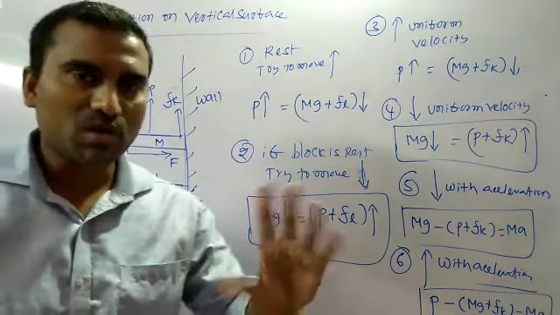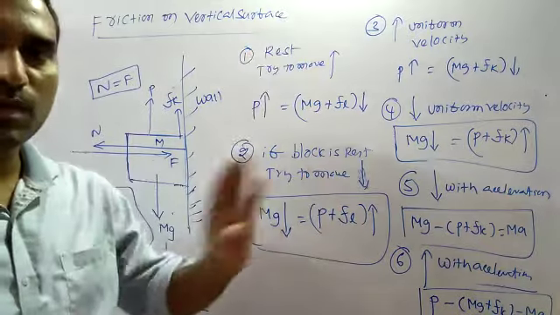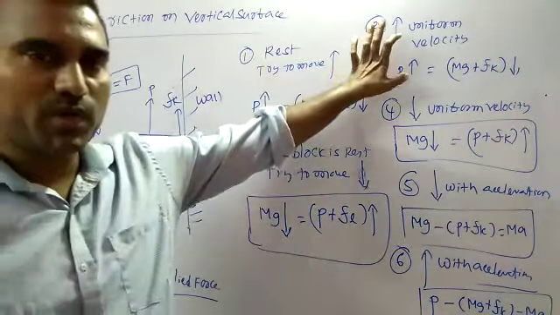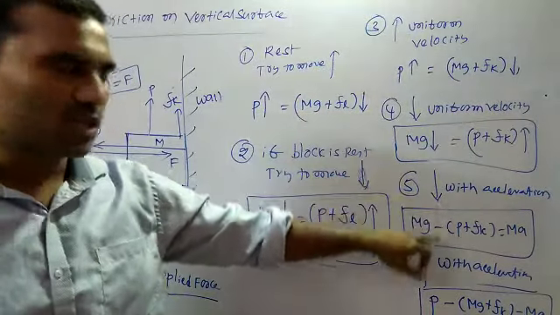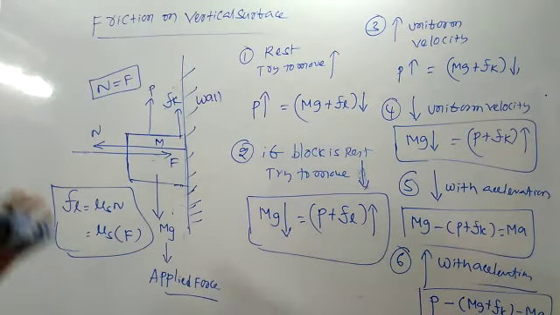Here friction is not constant. Depending upon the motion of the block, friction may be upwards or downwards. These are the block-at-rest cases. Here the block is moving with uniform velocity upwards and downwards. Here it is moving down with acceleration and moving up with acceleration. Okay, this is the friction acting on a vertical surface.